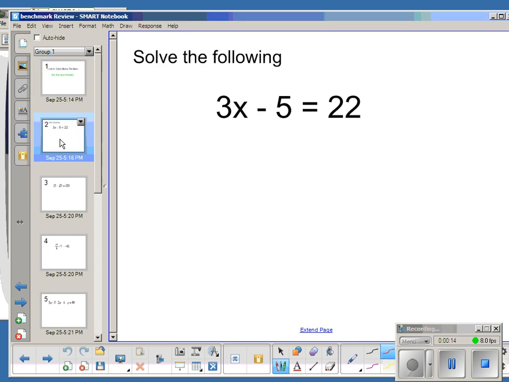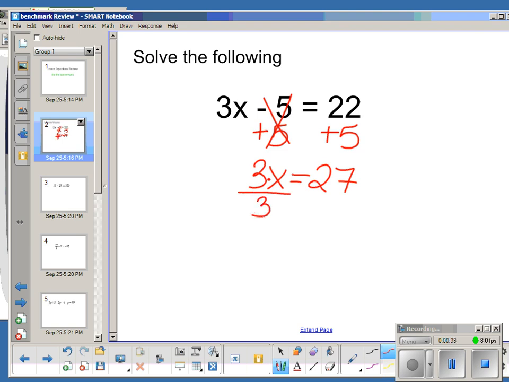So here's our first example, just a basic two-step equation. Remember, when we're solving, we follow the order of operations backwards. So we have to get rid of our addition and subtraction. In this case, we add 5 to both sides. So we are left with 3x equals 27. Whenever there's no sign in between, it's just multiplication, and the opposite of multiplication is division. So x should equal 9.